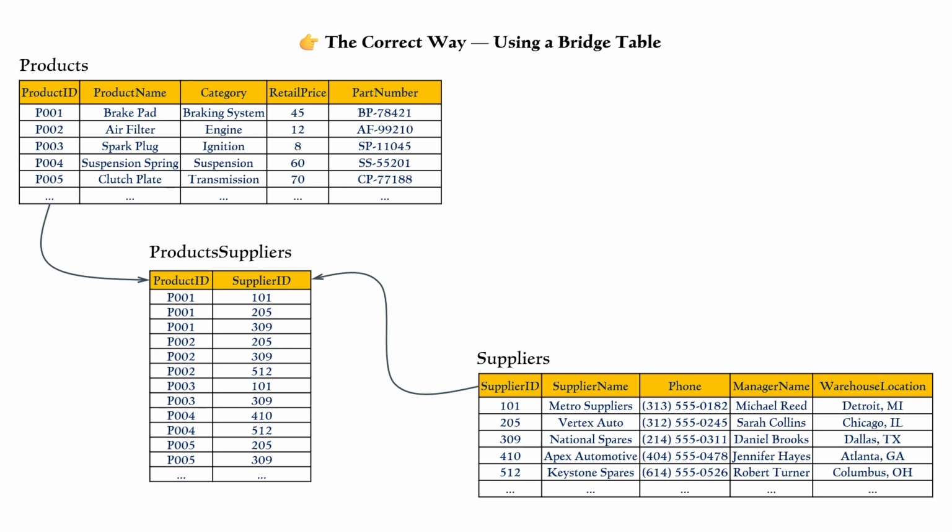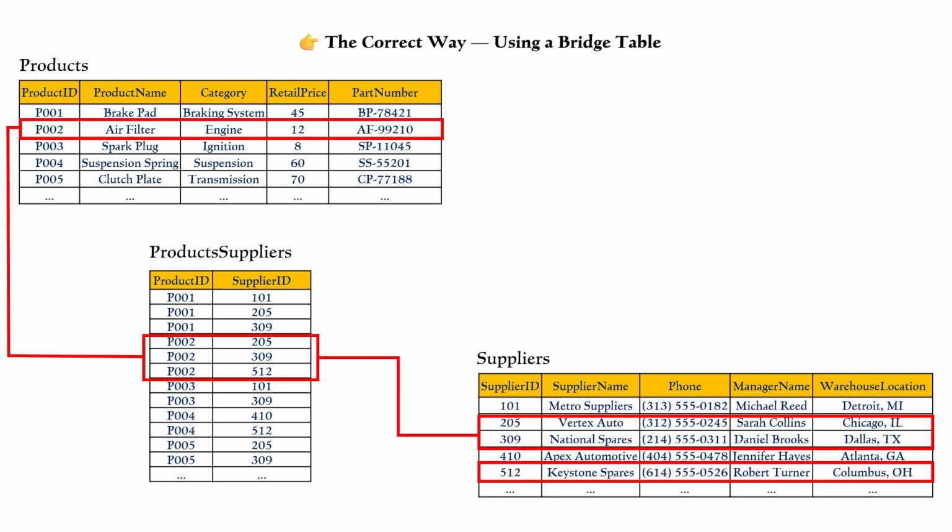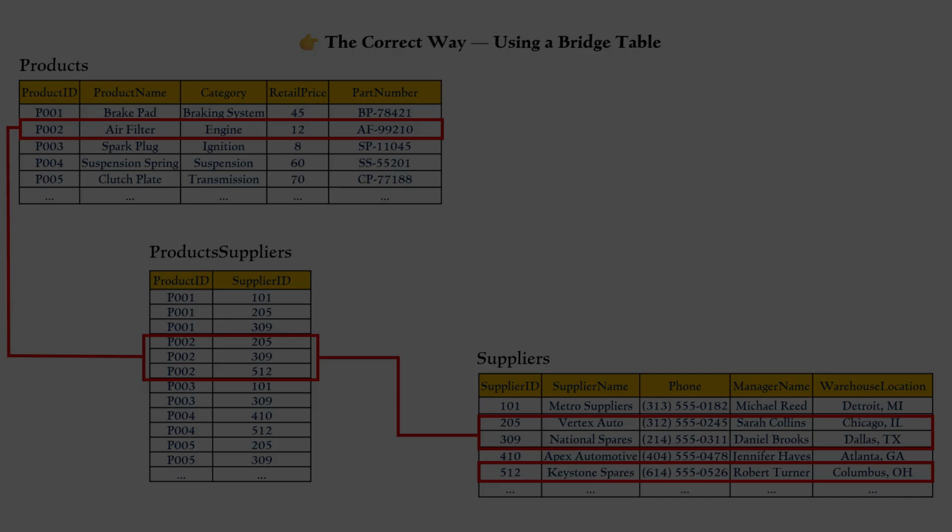Now let's understand what these bridge table rows actually mean. The first set of rows shows that product ID P001, which corresponds to brake pad, is supplied by 3 different suppliers. From the supplier table, we can see that these suppliers are Metro suppliers, Vertex Auto, and National Spares. Similarly, we can see that air filter is supplied by Vertex Auto, National Spares, and Keystone Spares, and so on for the remaining products. So, each row in this table represents one valid product-supplier relationship.